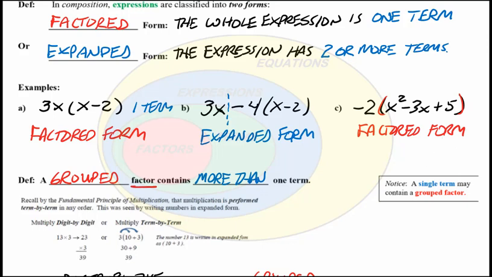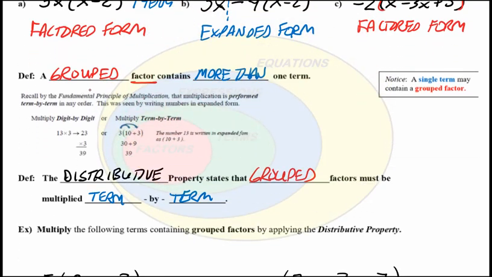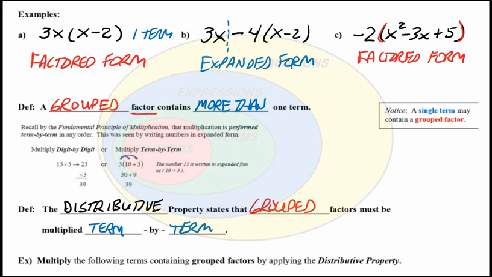A grouped factor contains more than one term. If we talk about a grouped factor, it's a factor, but it contains more than one term. Just as we looked at up here, the factored form up here is actually a grouped factor. It's one factor because of the parentheses, but inside the factor there's three terms. So there's more than one term in that factor.